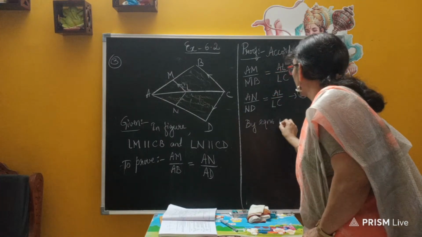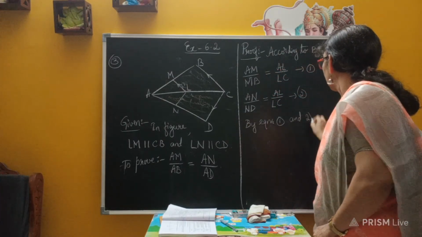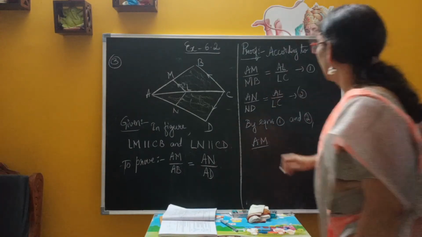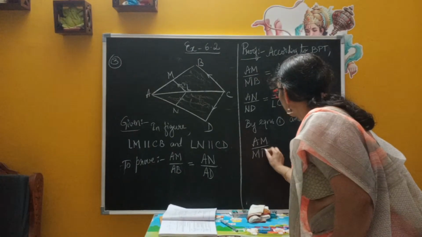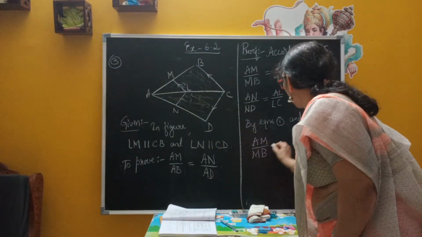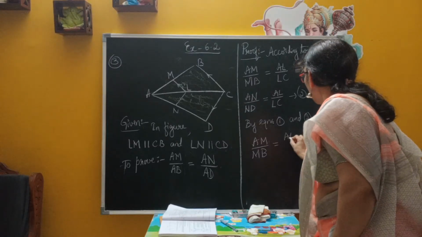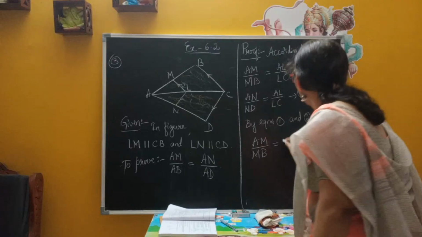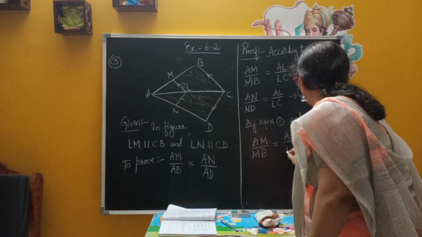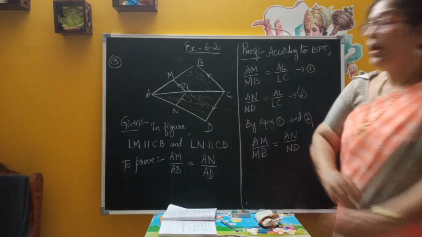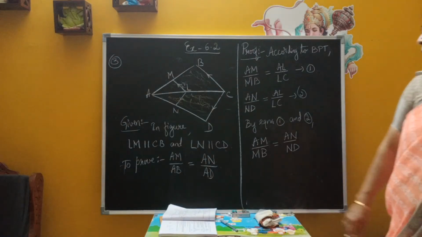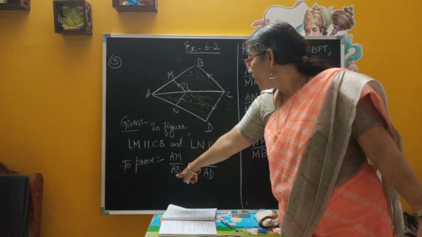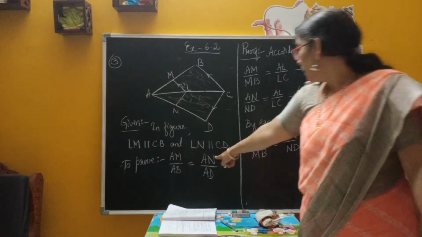So right now, by equations 1 and 2, what do you say? Here AM by MB is equal to AN by ND. Now, is the theorem statement proved? No, because we need AM by AB and here AN by AD.